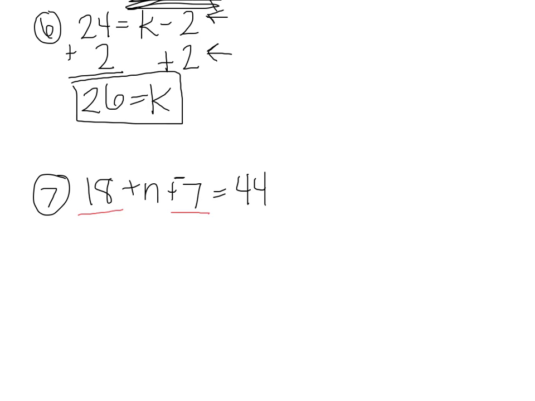So if I have 18 plus a negative 7, I can do 18 minus 7 and get my answer, which is 11. Bring down plus n equals 44. I need to bring everything down. These two, I already crossed those out. 18 and negative 7, got rid of those. So now I'm left with 11 plus n.